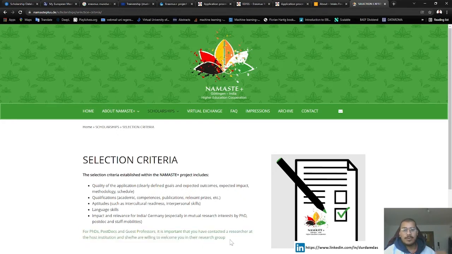So the most important point to note here is this. In order to apply for this type of scholarship, you should have contacted a researcher or a professor from the host institute, and they should be willing to welcome you to their research group. So you have to contact the professor, and if he is willing to host you, to supervise you throughout your duration, then you can apply for this fellowship. They will just provide you funding. It's similar to bringing your own funding with you, but you have to give them a project proposal and everything.